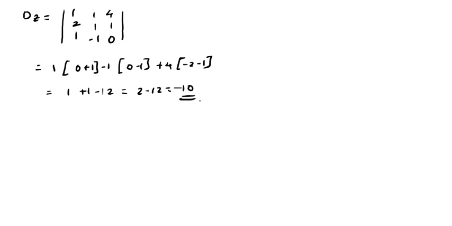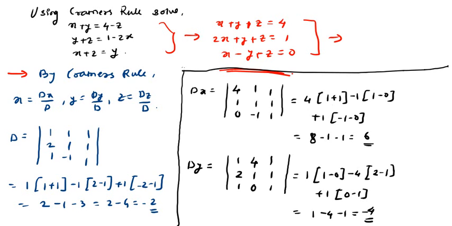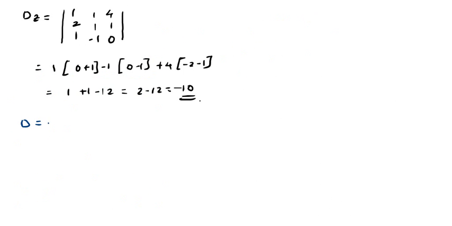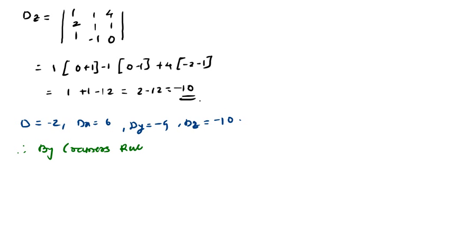So finally we got all the values for dx, dy, dz, and also d. We calculated d: d is minus 2, dx is 6, dy is minus 4, and dz is minus 10. So therefore by Cramer's rule, x is equal to dx upon d, which is 6 upon minus 2, which is minus 3.